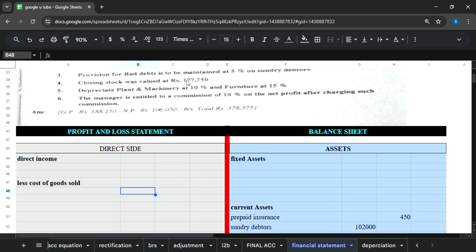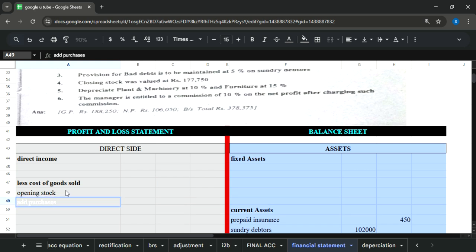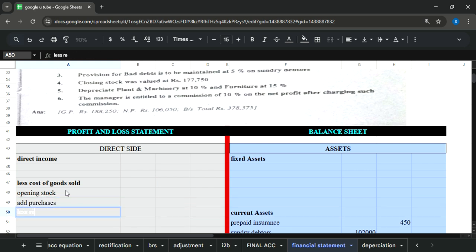Now closing stock is your fourth adjustment. For this, the direct side would be chosen. There you will write your opening stock. Then you will add purchases. You will subtract returns if they are present. Then you will subtract closing stock. So here we have the amount of closing stock, 1,777,50. First effect is completed, 1,777,50.